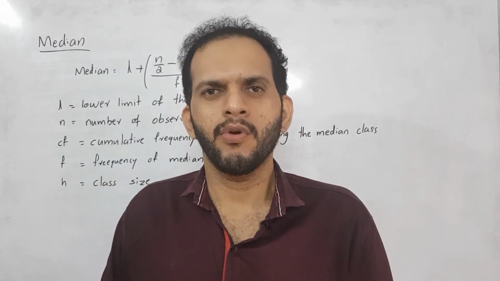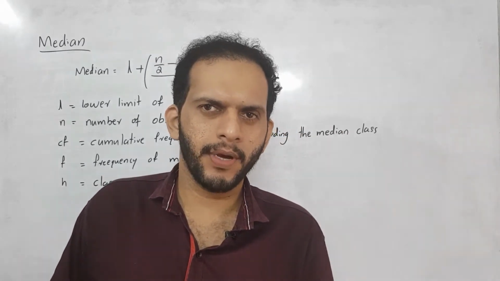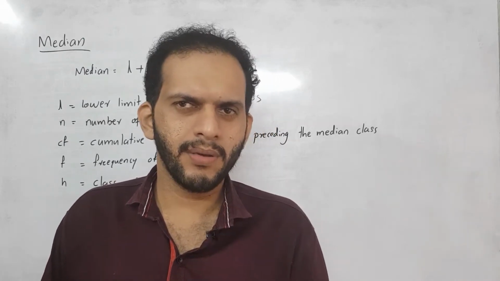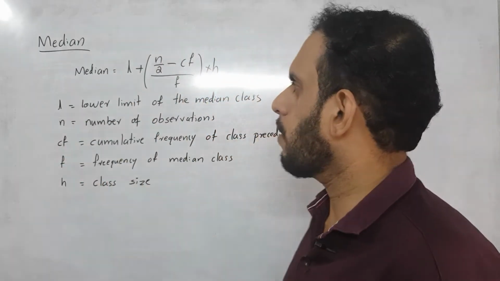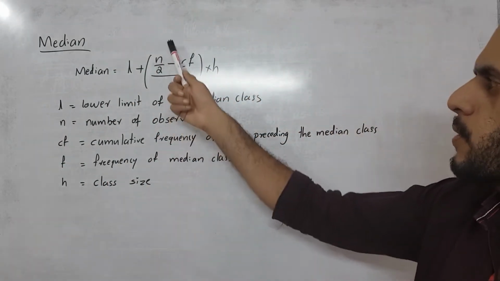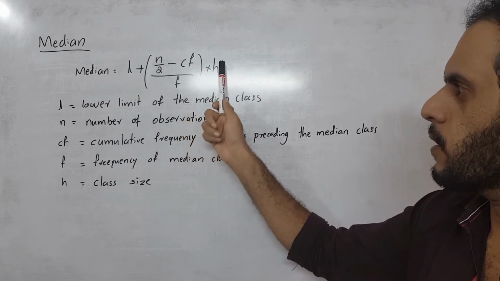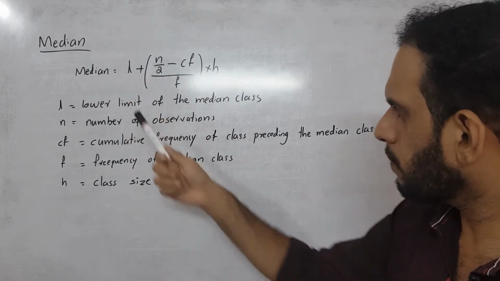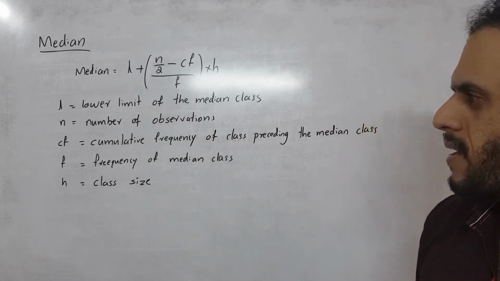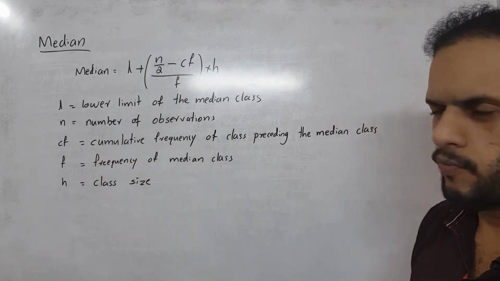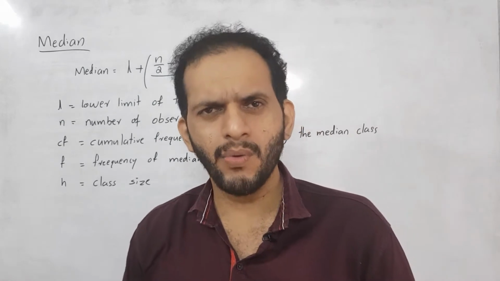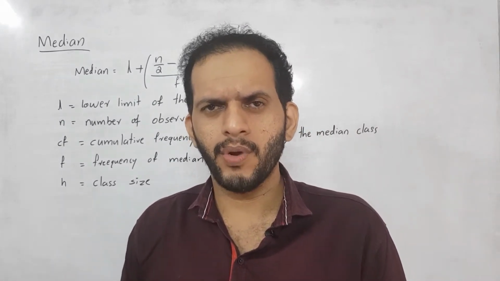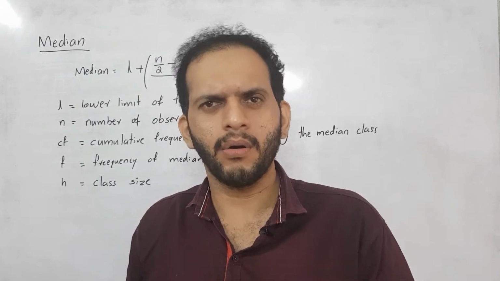But here we are discussing the median in the case of grouped data. So we use the equation. The median is equal to L plus (n by 2 minus Cf) by f, into h. What is L? L is the lower limit of the median class. What is n? n is the number of observations. The number of observations is equal to the total of frequencies.